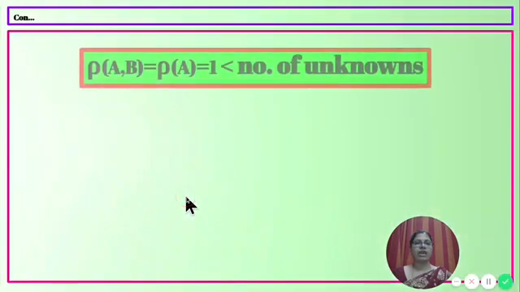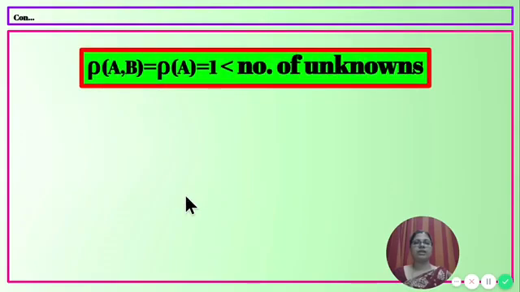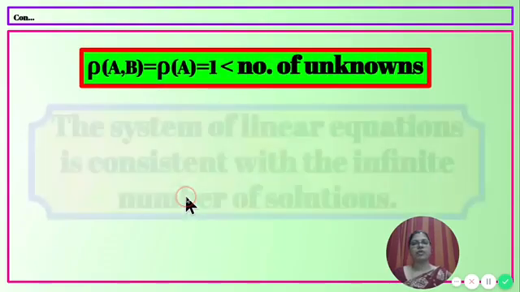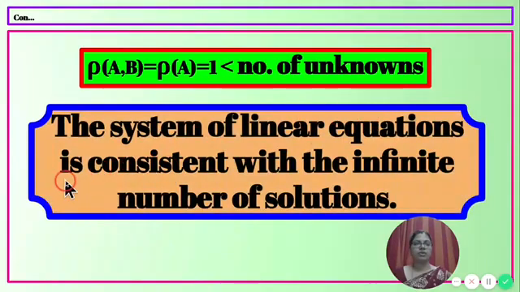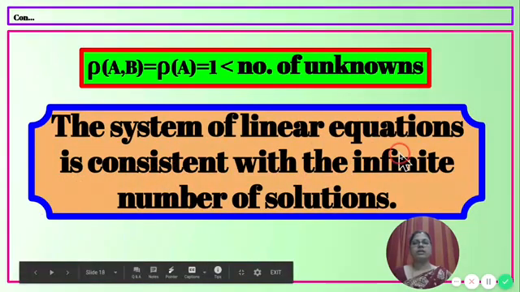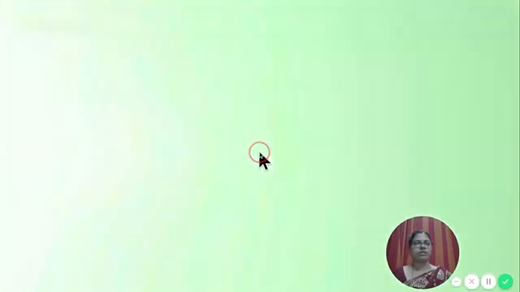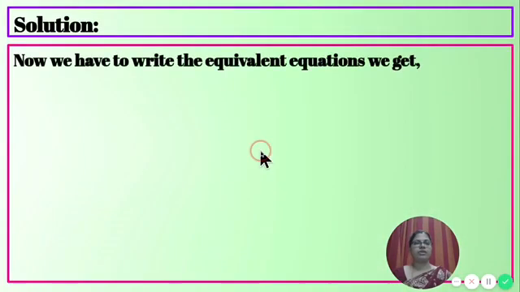So the rank of A B is equal to rank of A, that is equal to 1, which is less than the number of unknowns. So the system of linear equations is consistent with an infinite number of solutions. Now we have to find the solutions.